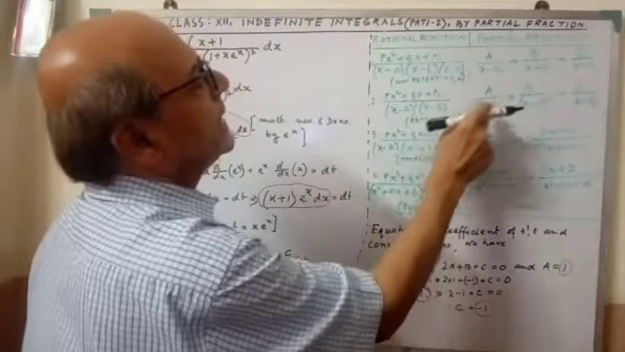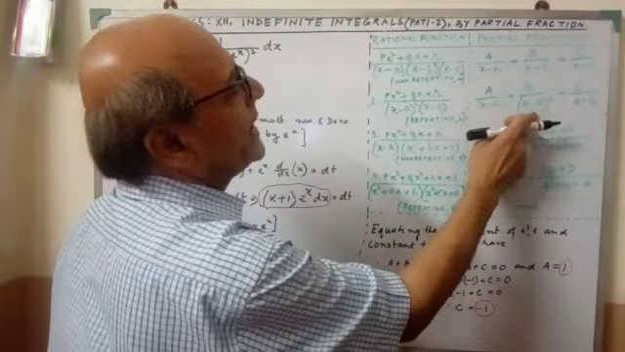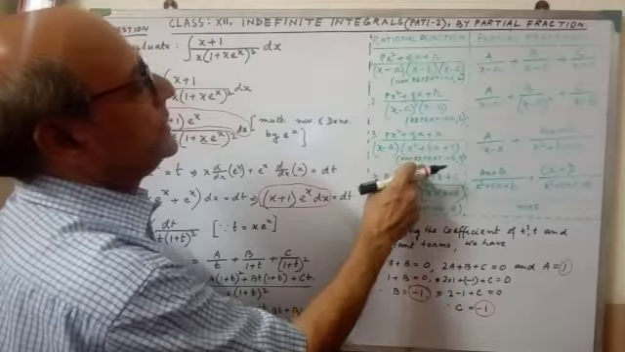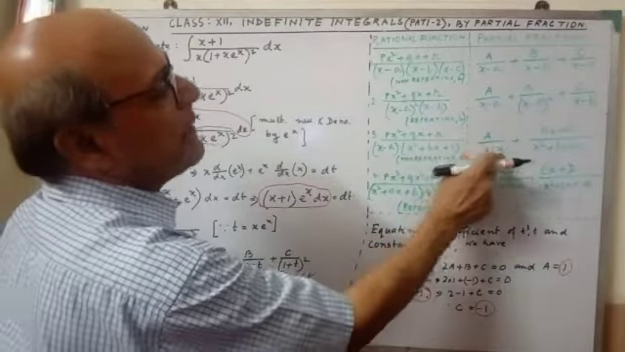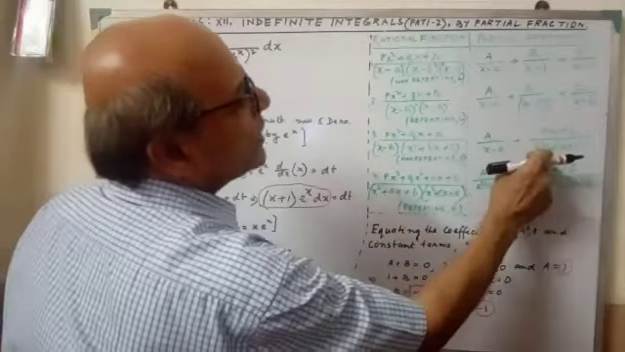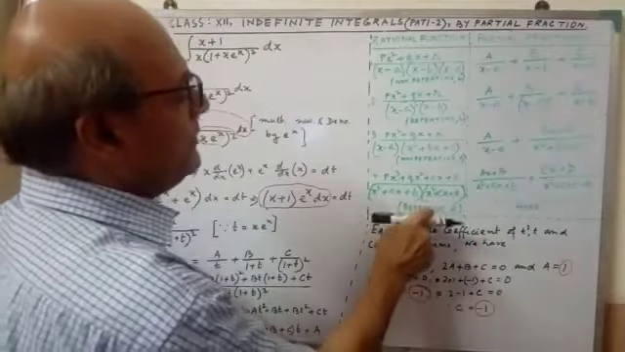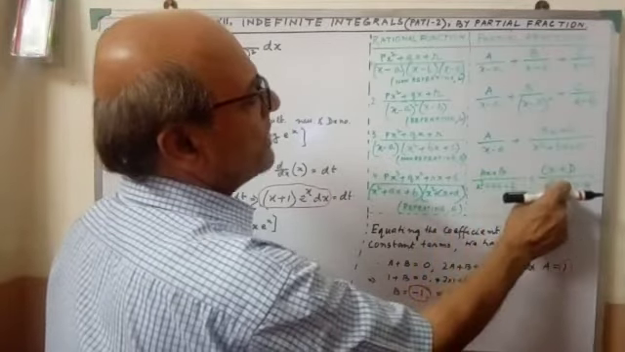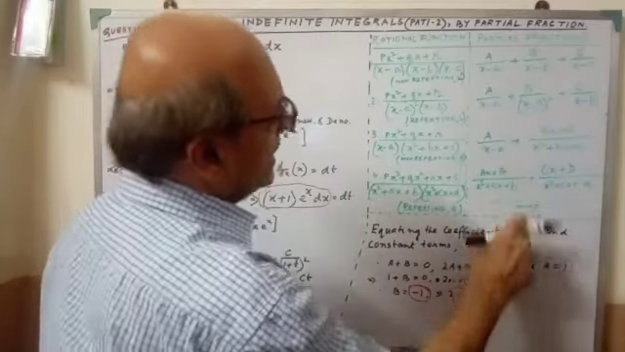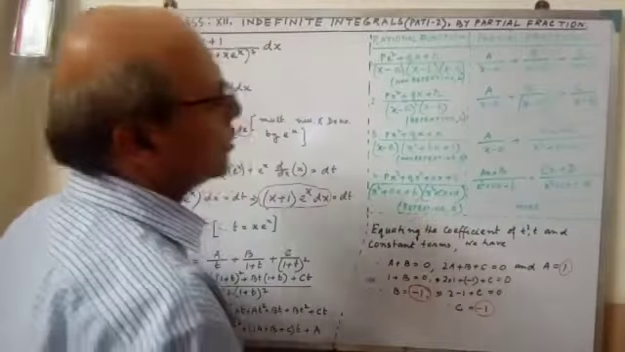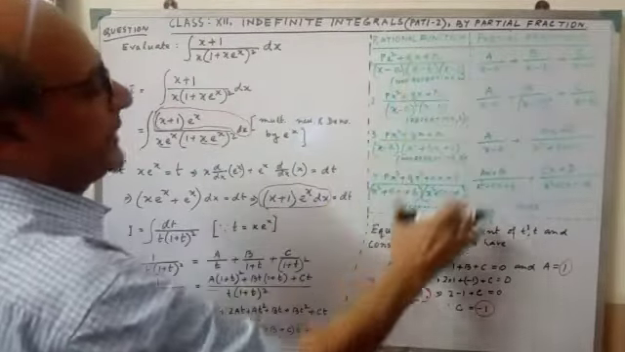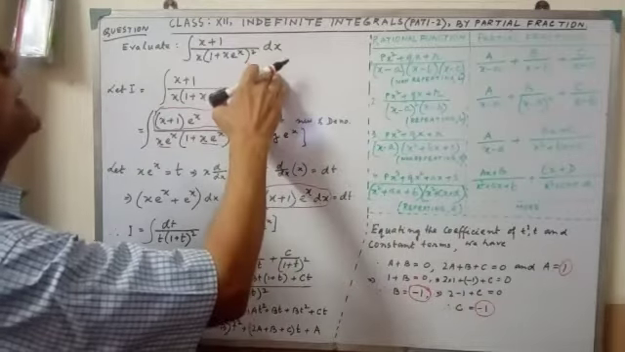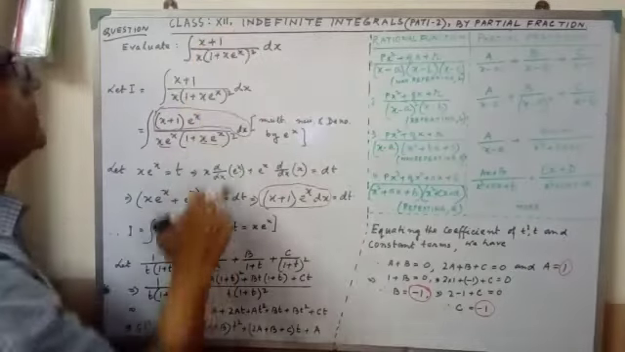In case of repeating, that is a by x minus a plus b by x minus a whole square plus c by x minus b. In case of non-repeating quadratic, a by x minus a plus bx plus c by x square plus bx plus c. And the repeating quadratic factor, that is ax plus b by x square plus ax plus b, cx plus d by x square plus cx plus d. There are more you will get in your book. For the sake of explanation, I have taken these. On the basis of the factor, how it is given in the sum, for that I am giving one solution.